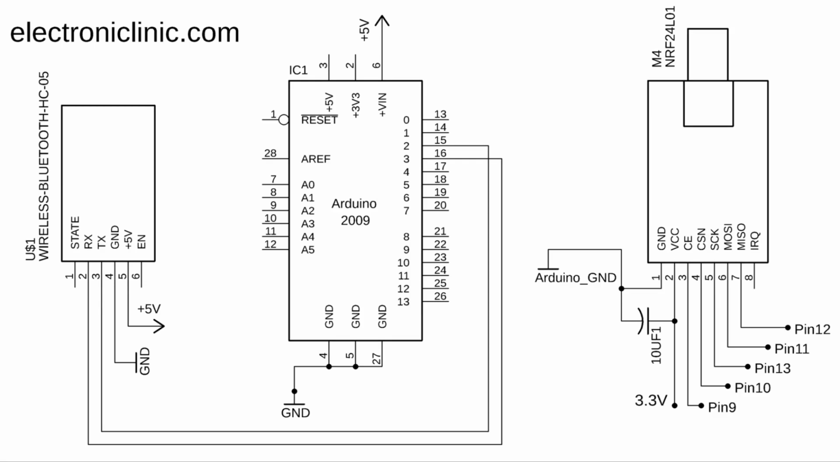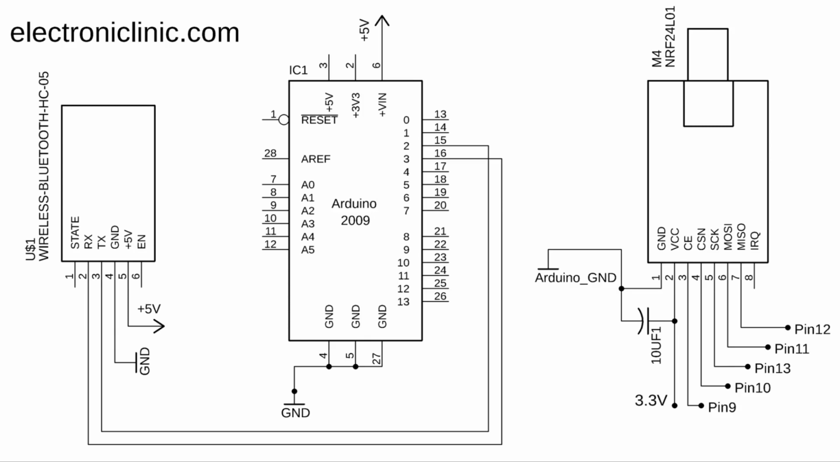CE is connected with pin 9, CSN is connected with pin 10, SCK is connected with pin 13, MOSI is connected with pin 11, and the MISO pin is connected with pin 12 of the Arduino.